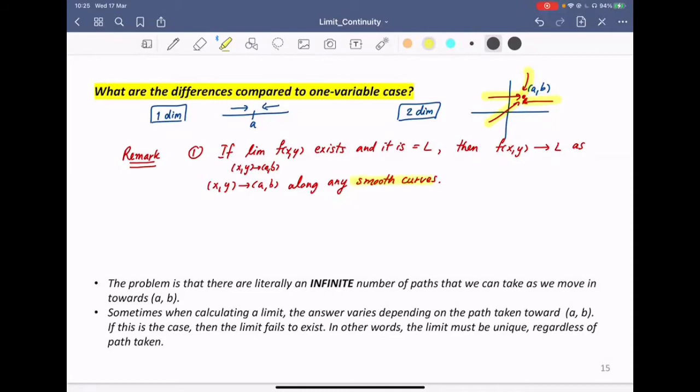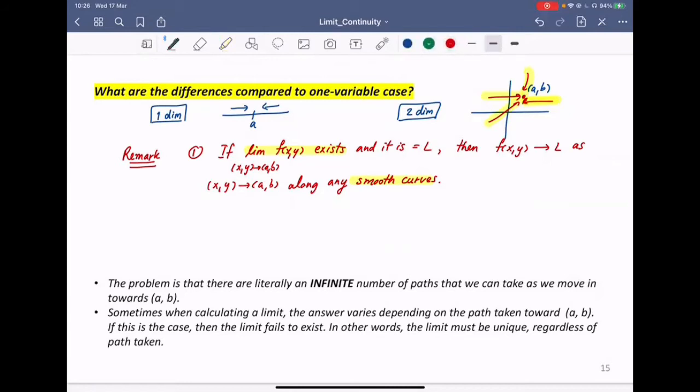Smooth curve means the standard curve, which can be a line, and is not weird. It can be the line one, the parabola one, the x cubed one, anything that you can differentiate. Any curve that we are considering in this class is smooth, so it's fine. You can think of it as any curve. So remark one says that if you know the limit exists, then the limit is equal to L for any line that approaches the point a, b.